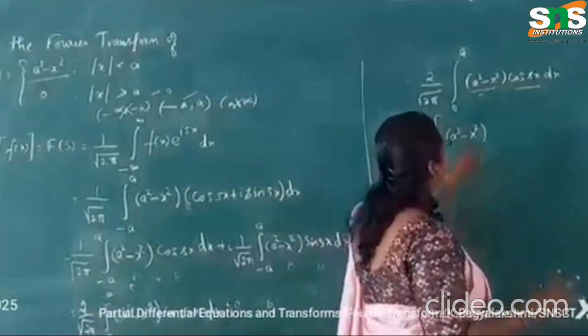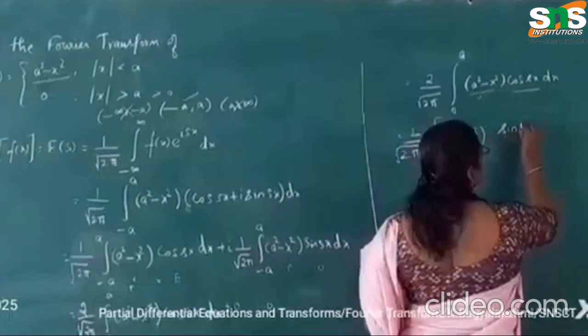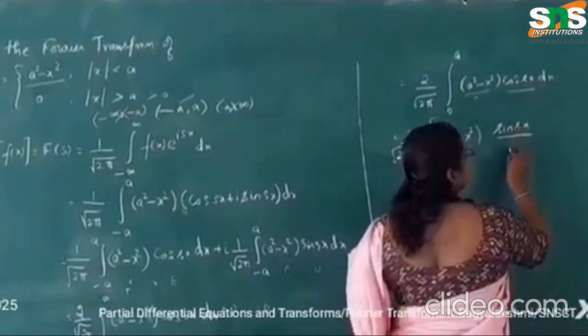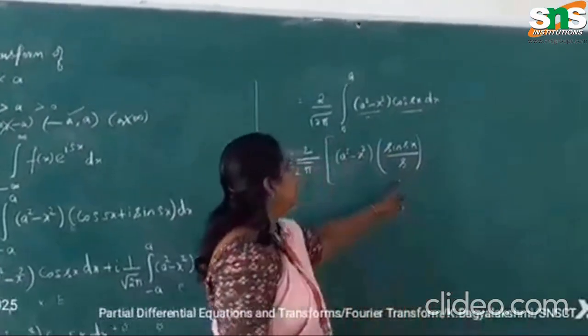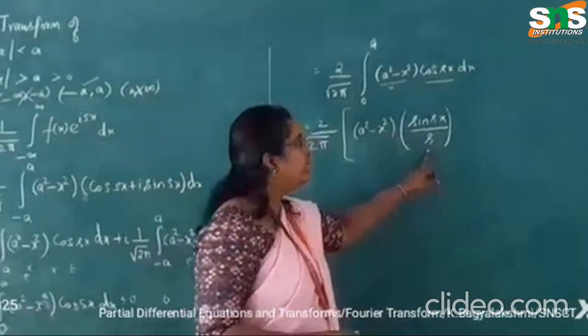These terms we are writing. So integrating cos sx gives sin sx divided by s, since differentiating sin sx you get the constant s. So this is the integration value. First we are writing the first term as it is, and then for the second term we are writing the integrated term.